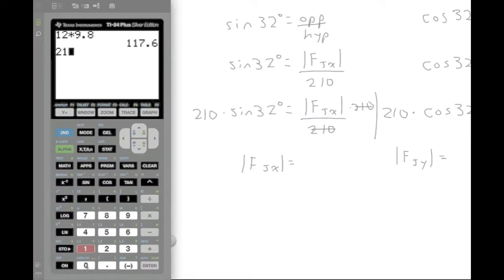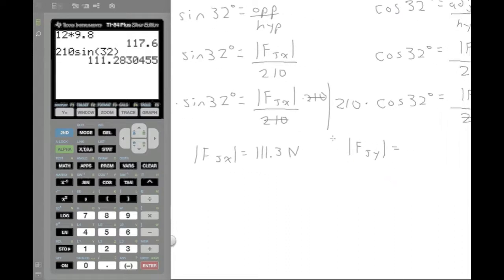So the calculation is 210 times sine of 32 degrees. I'll round that off to 111.3 since this digit is an 8. Remember to put the units in now that we've finished solving that equation, and FJy will be 210 cosine 32 degrees. I'll round that to 178.1 since that digit's a 9.